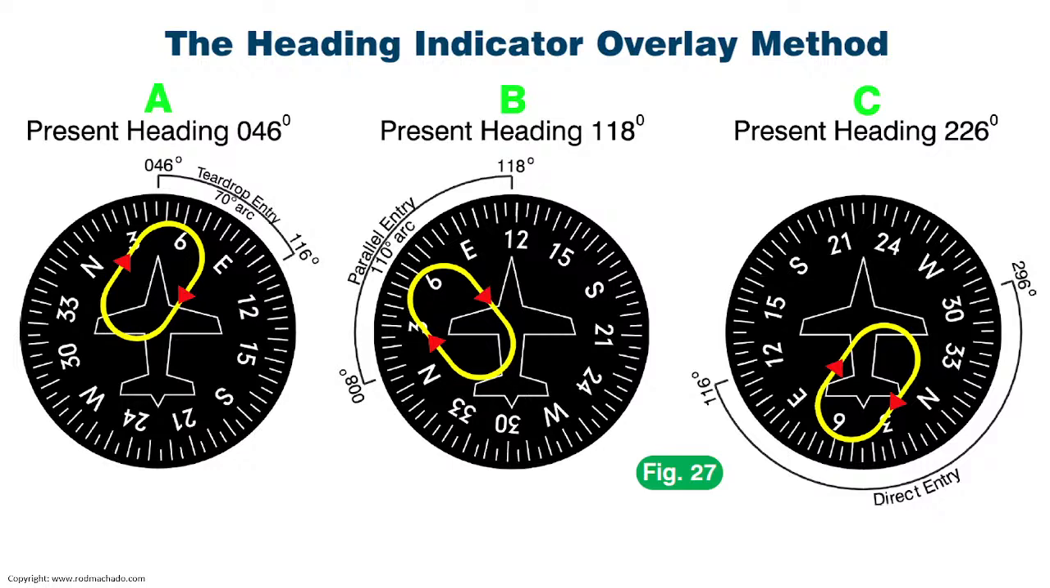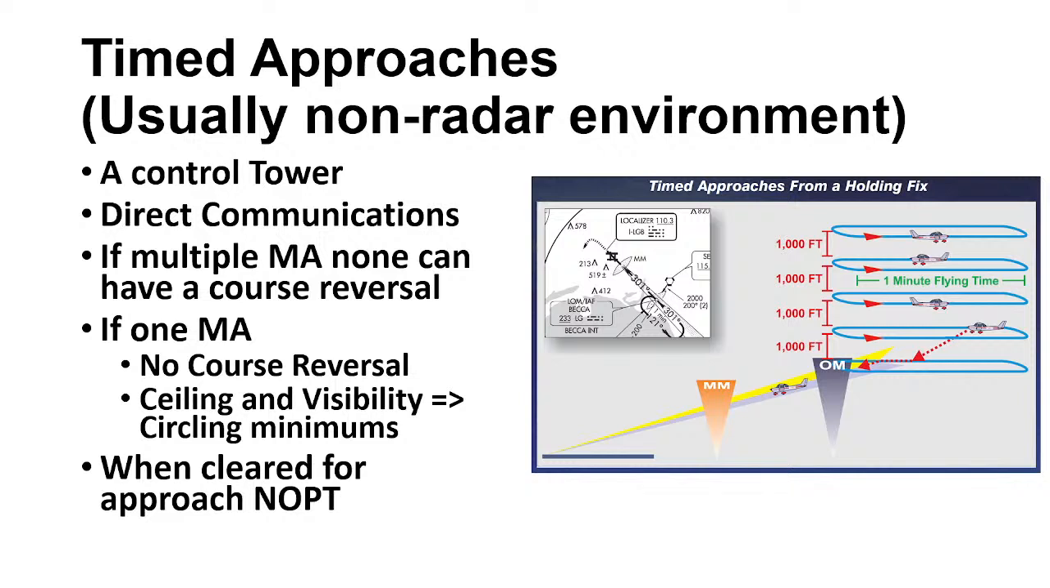All right, timed approaches. I have never done one, ever. There are multiple questions on the test about timed approaches. There must be an operating control tower for a timed approach. And what a timed approach is, ATC, usually it's in a non-radar environment.